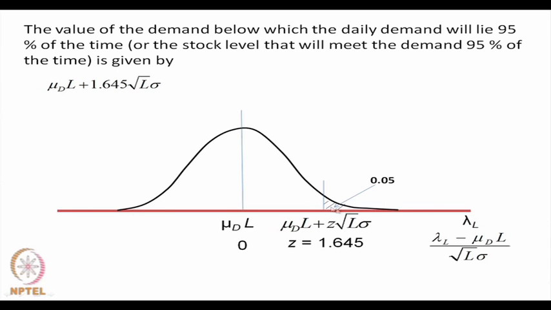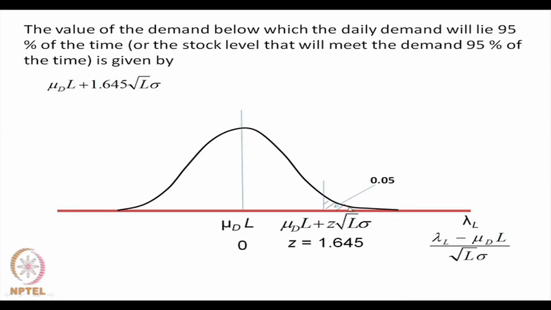So, basically we are saying that this is the normal distribution whose mean is mu d into L, and we are plotting lambda L, the sum, that means the total demand during the lead time, and if the service level is 95%, that means we are interested to keep a service level here such that the maximum demand will exceed this value only 5% of the time. So, the area under the normal distribution is 0.05.